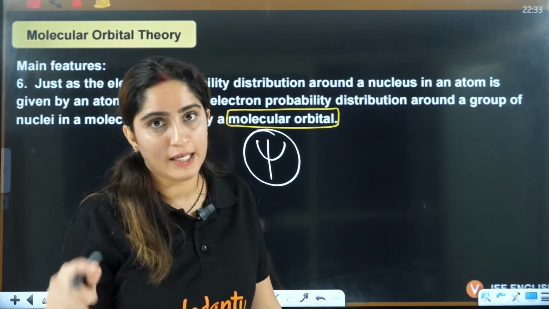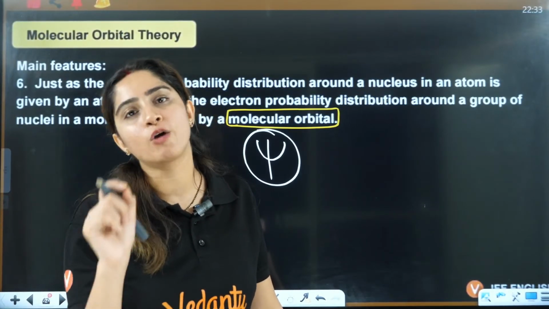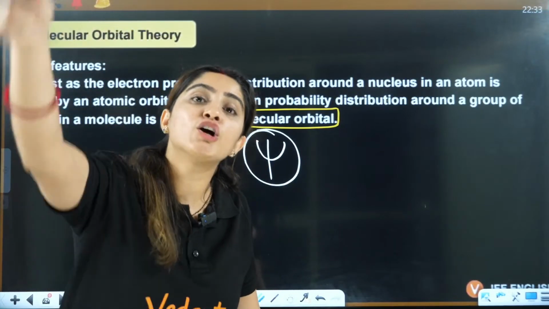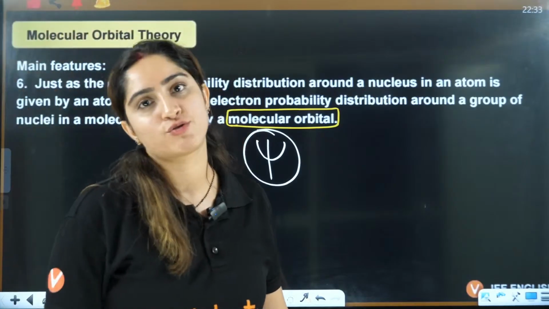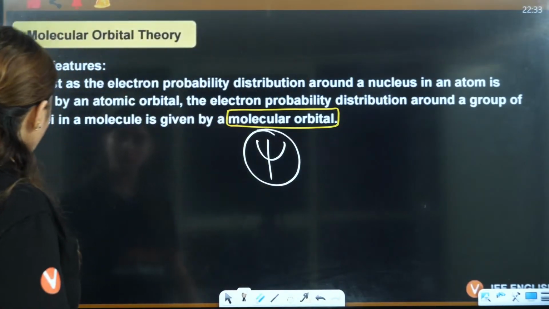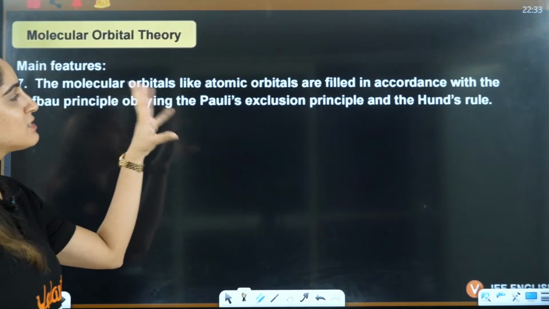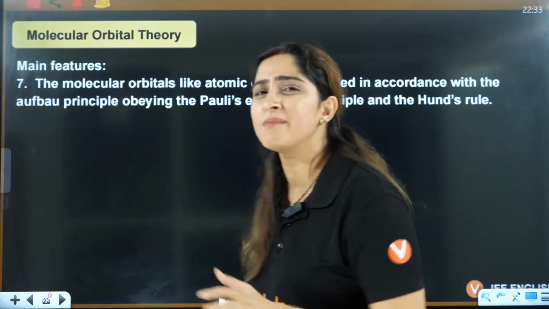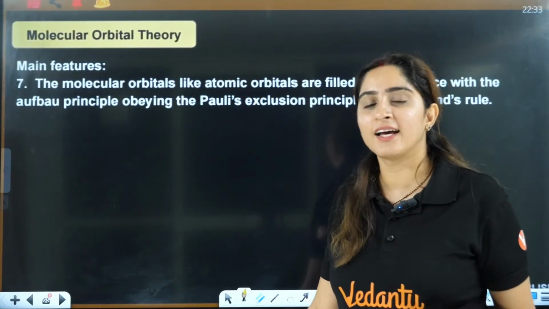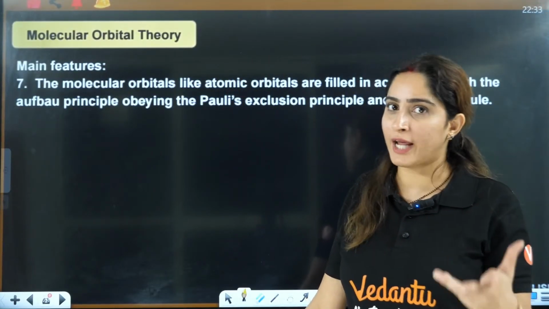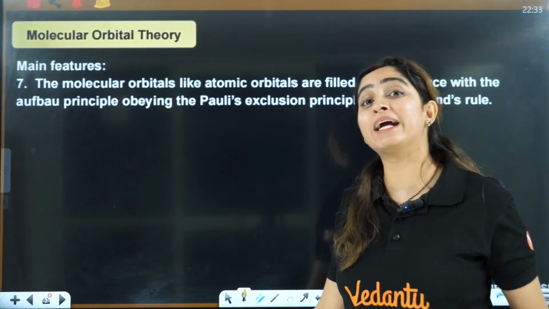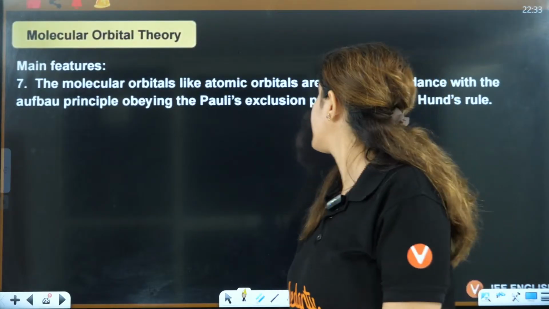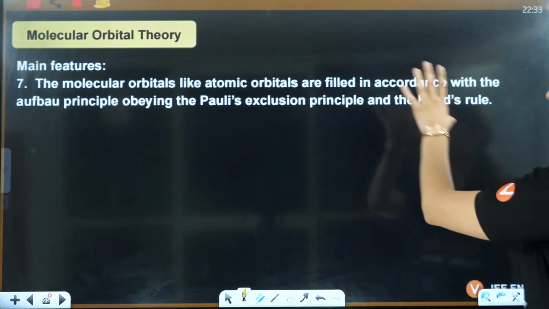So similarly, in molecular orbitals also you have this psi, which is going to tell you the molecular orbital distribution of electrons, right? The molecular orbitals, like atomic orbitals, are filled. That means these molecular orbitals are the same as atomic, it's just that they are of two types, anti-bonding and bonding, and they are made by combining the atomic orbitals, and are filled in accordance with the Aufbau principle.